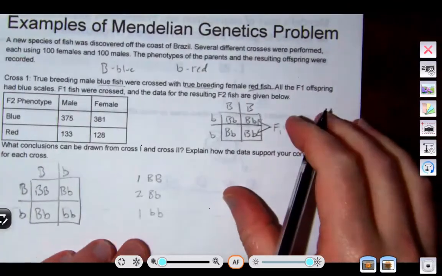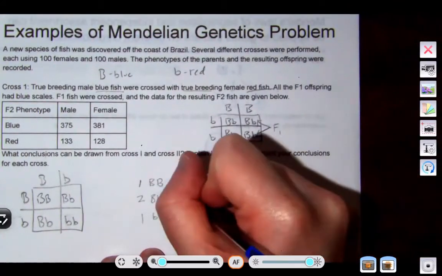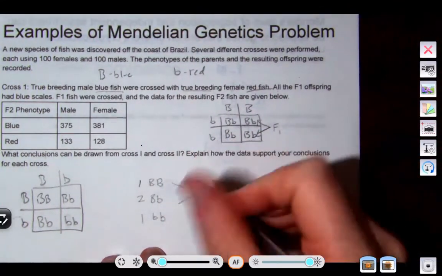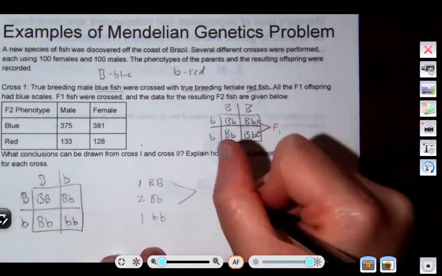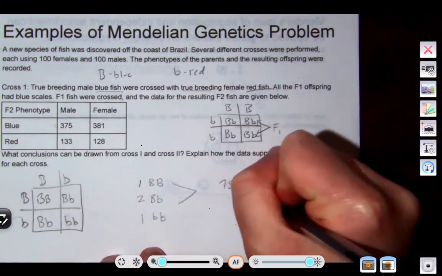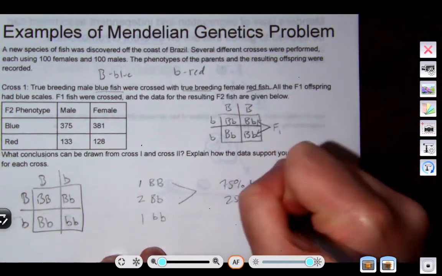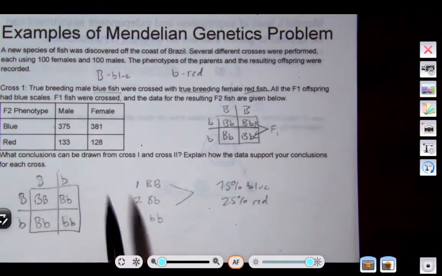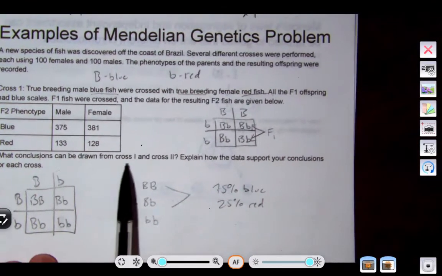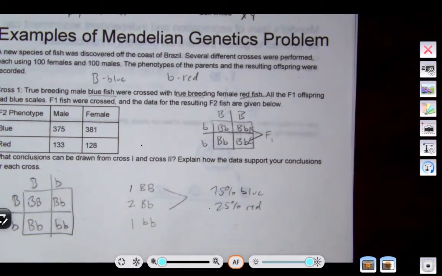From there, what I can do is figure out these two both code for blue, because heterozygous is also blue. So I end up with 75% blue and 25% red. It says, what conclusions can be drawn from cross 1 and cross 2? Explain how the data support your conclusions for each cross.